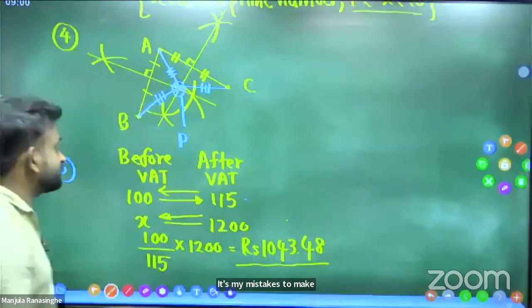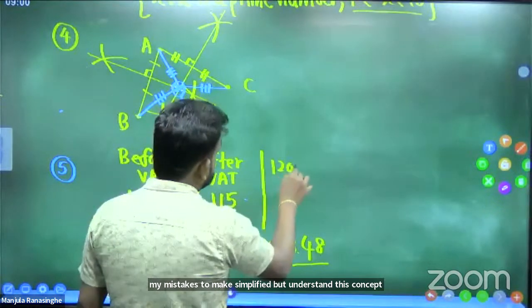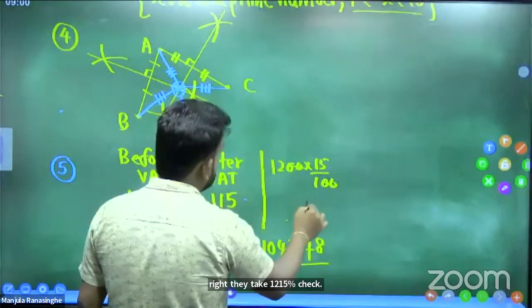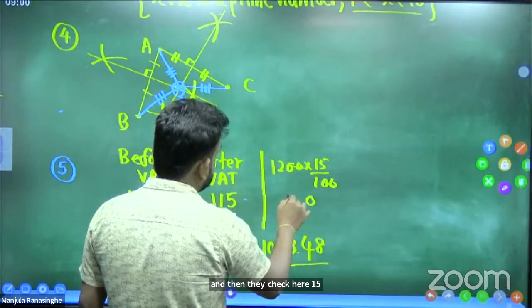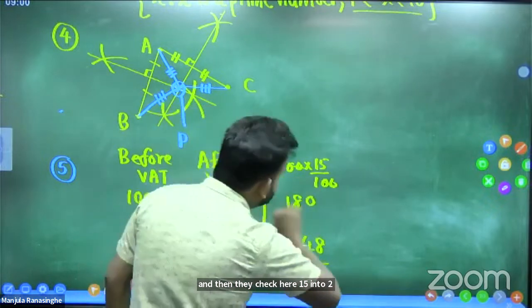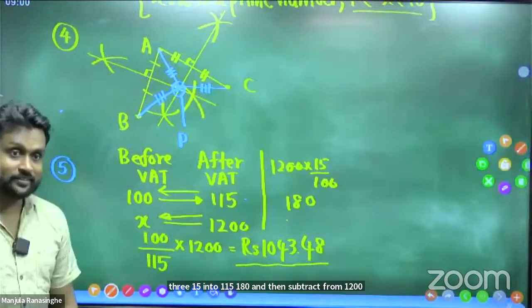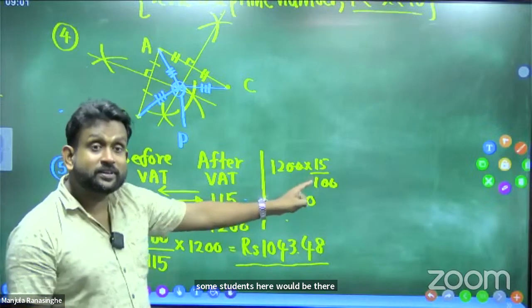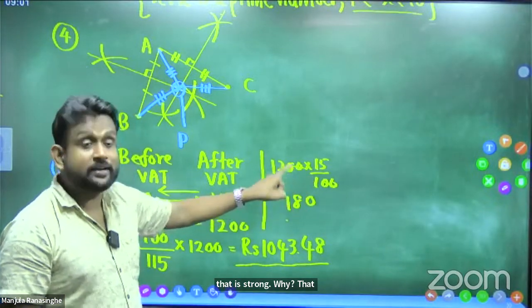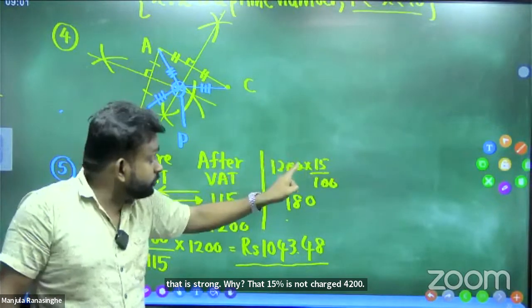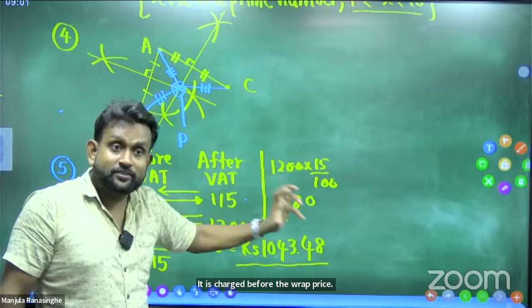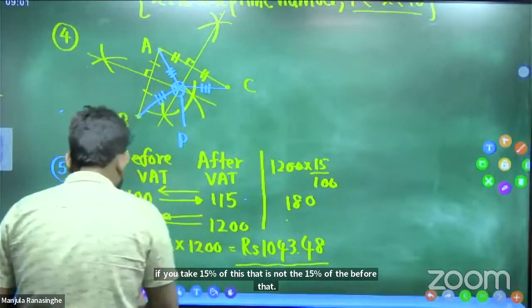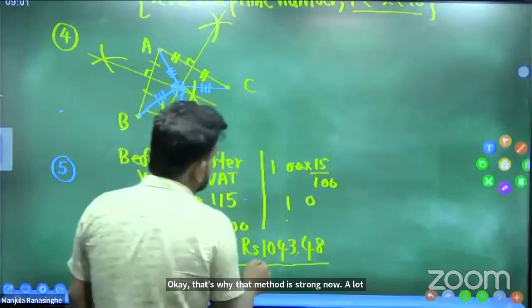Some students get the answer this way. They take 15% of 1200, 15 into 115, 180, and then subtract from 1200. Some students do that. That is wrong. Why? That 15% is not charged on 1200. It is charged on the before VAT price. So if you take 15% of this, that is not 15% of the before VAT. That's why that method is wrong. A lot of students do it in that manner. That's why I gave that question to you.